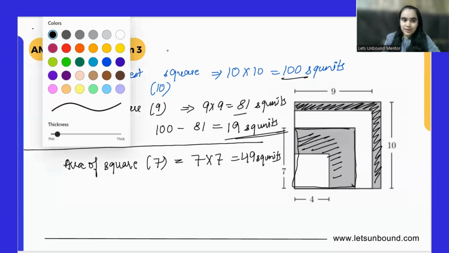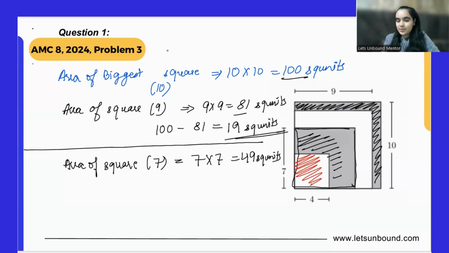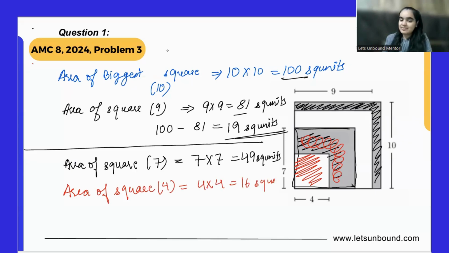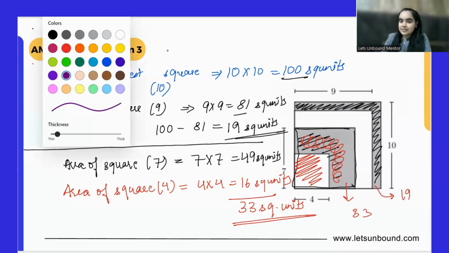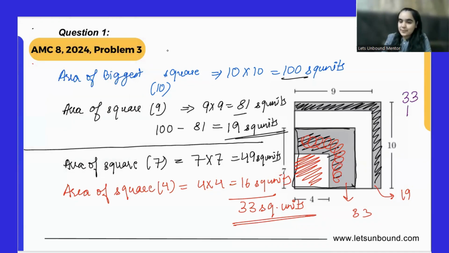Out of which, if we subtract this tiny little area, we are only going to be left with this much part, which is the gray shaded part. So the area of the square with the side length of 4 is going to be 4 times 4, that is 16 square units. Again, we need to apply the same thing, do the subtraction. 49 minus 16 is going to be 33 square units. So we got the area of this gray part, which is 33, and this gray part, which is 19. Now, in total, the area of the combined gray part is going to be 33 plus 19.